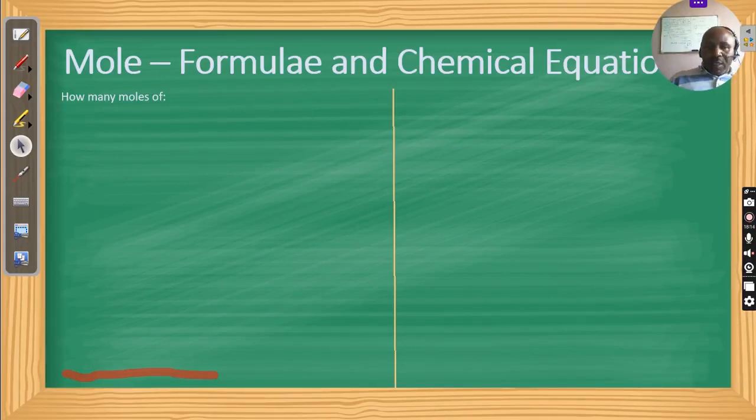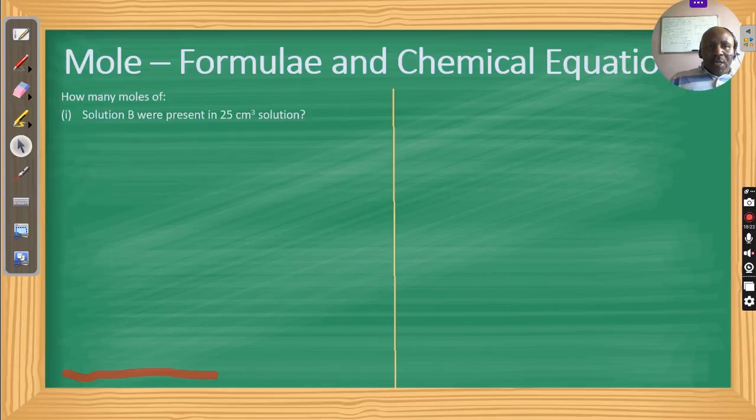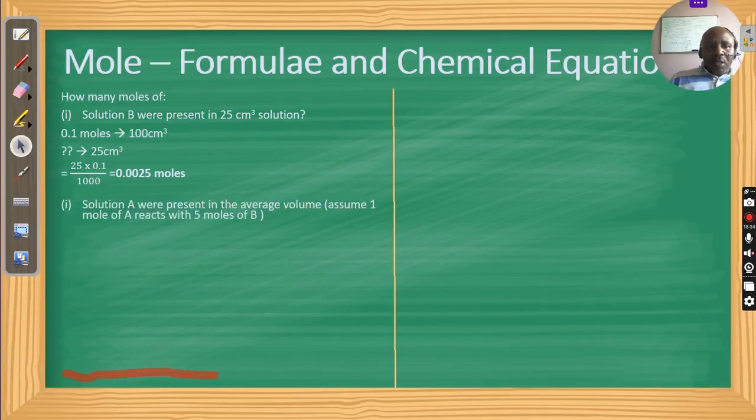So we are told that solution B, the molarity is 0.1 mole. So that tells you that in 1000 centimeter cubic you have 0.1 moles. What about 25 centimeter cubic? You do your cross multiplication, you get it is 0.0025 moles. The other question is solution A.